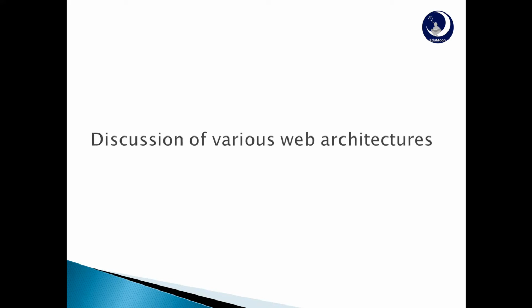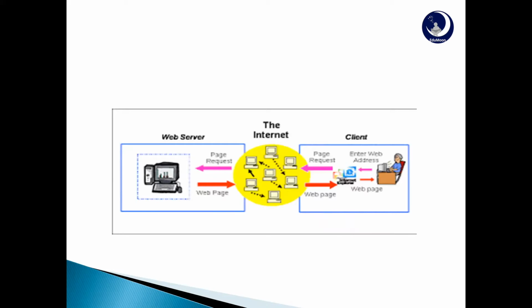Discussion of various web architectures. Web is the common name for the World Wide Web. It consists of many pages on the internet which can be accessed by a web browser. Here the web browser is also known as the client. These web pages are formed in a language called HTML, Hypertext Markup Language. This language allows users to click through pages on the web via links. The web uses a protocol known as HTTP. Definition: Hypertext Transfer Protocol, to transmit the data.